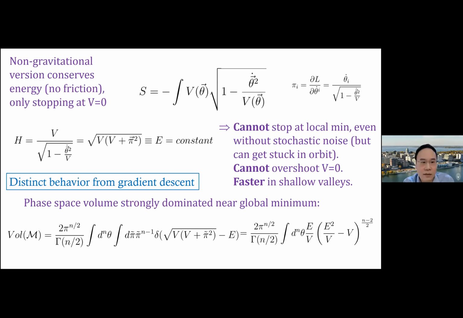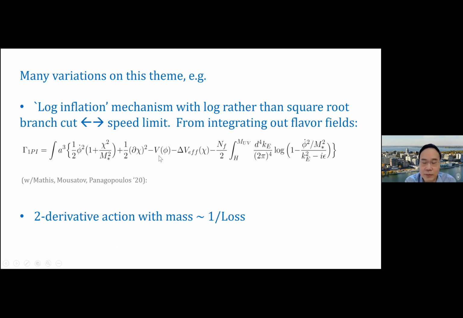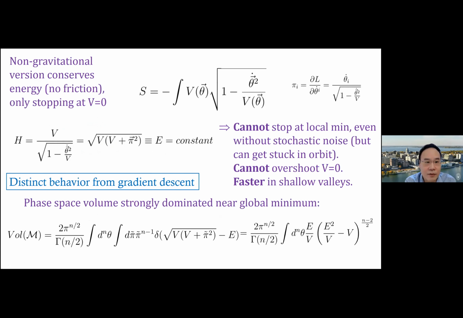Can I ask a quick question too? Since you draw the analogy with inflation, in that case the speed limit can in principle be controlled by a different function of the potential. So what happened in those cases? No, that's a great question, Gary.